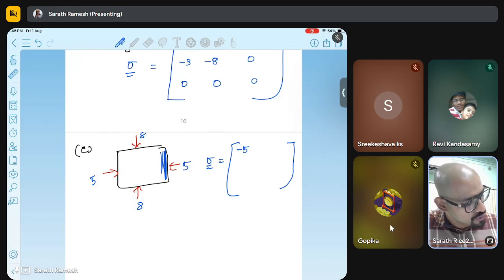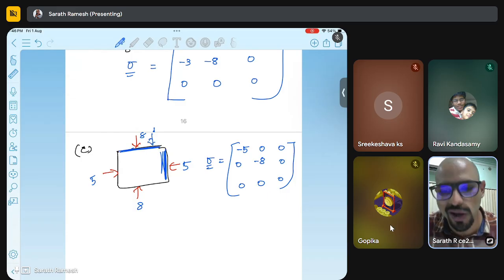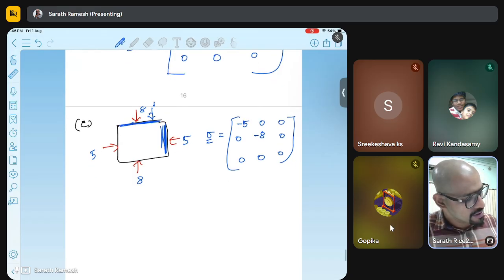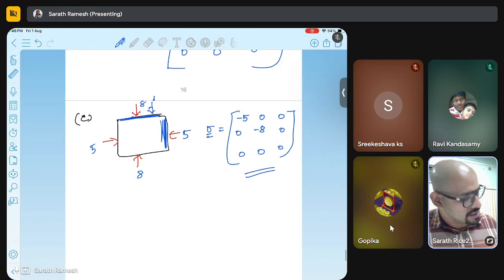In sigma xy, there's no shear of course, so we can simply put zeros in these regions. Sigma yx is again 0, sigma yy is -8 because it's the positive y plane and my force is pointing in the negative y direction, right? So that's it. This is the stress tensor, or the stress components.